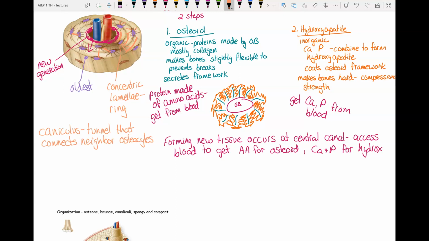This allows them to pass nutrients and waste back and forth. So the blood, remember, is there at the central canal. And osteocytes are living cells. They need nutrients. They produce waste. But the ones out here at the edge have no access to the blood. So they have these tunnels that connect them, and that is what allows them to pass stuff back and forth. So the ones that are by the blood will get nutrients, and then they'll pass it through the tunnels to the ones out here further from the blood. And then waste gets passed forward to the blood.